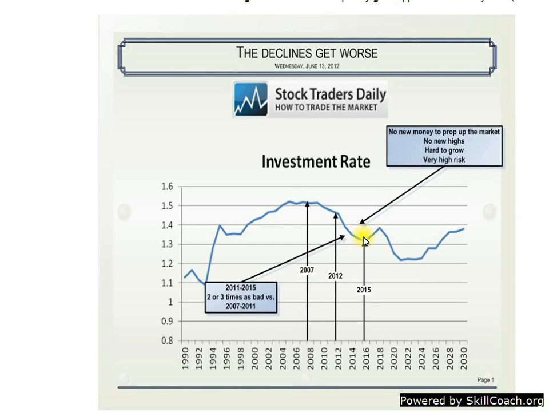The economy can start to deteriorate, and if it does, it's all going to be natural, because the investment rate proves that we are in the third major down period in U.S. history. This is all about people, and nobody can stop it from coming.